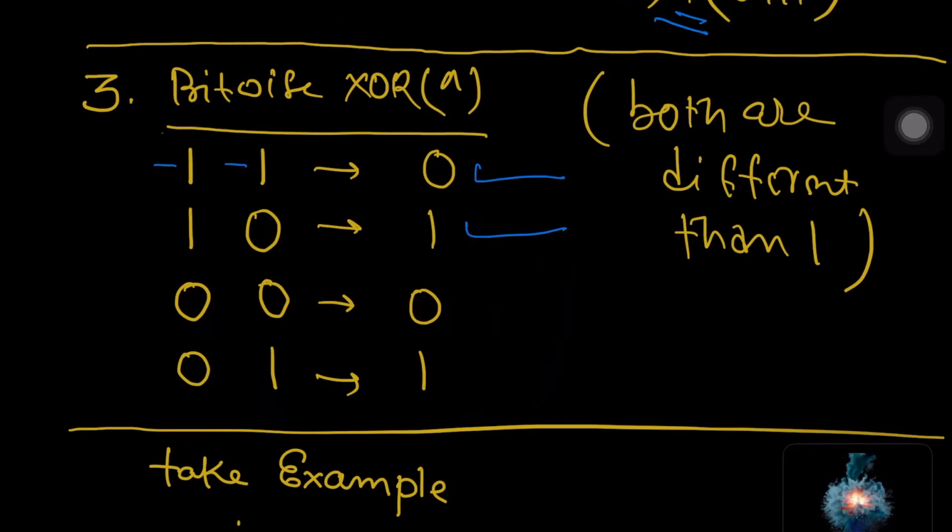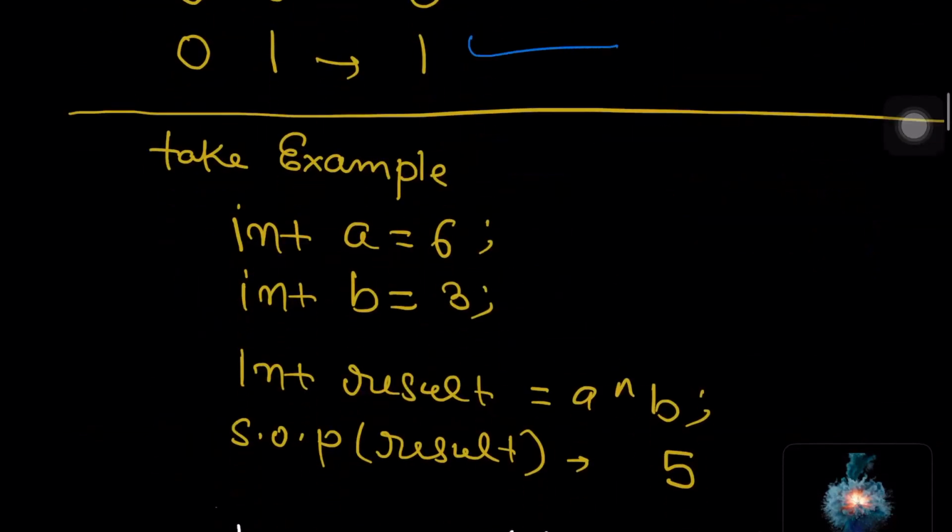We also call it exclusive OR. When both are the same, then 0. If both are different, then 1. Okay, now we'll take the same example. We'll see what will happen.